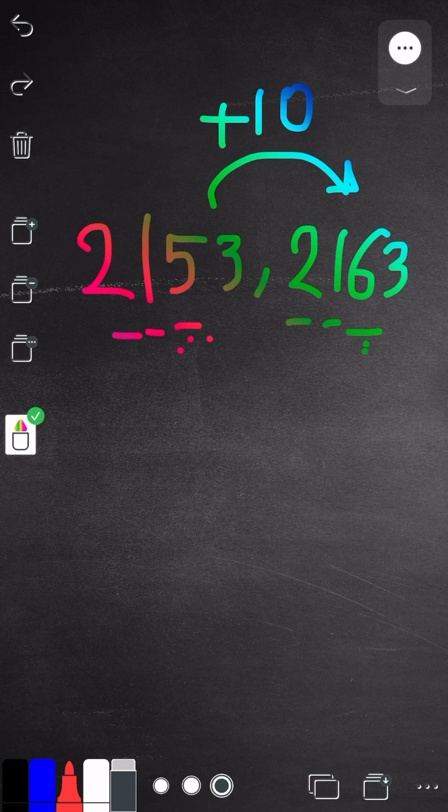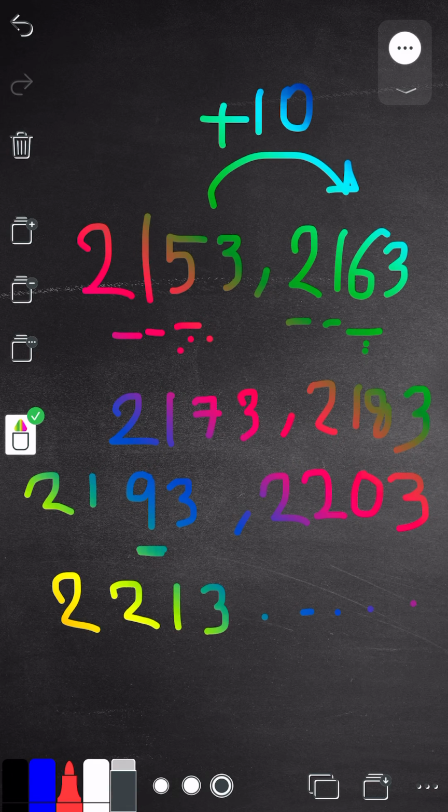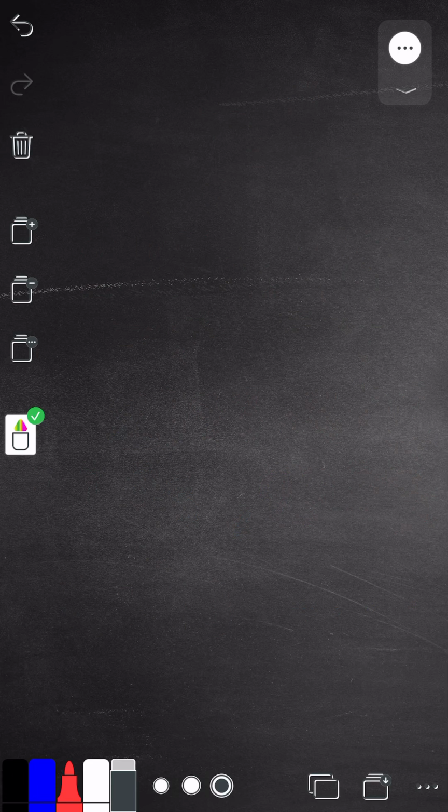So look at this example here. We have 2,163, 2,173, 2,183, 2,193. Now it's 9. Look, we have to add 1 to the hundreds. 2,203, 2,213, and so on. So now you can add up tens.